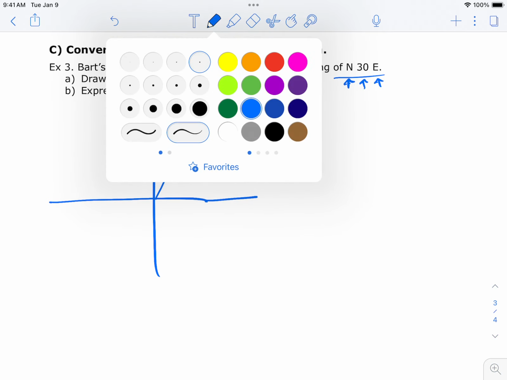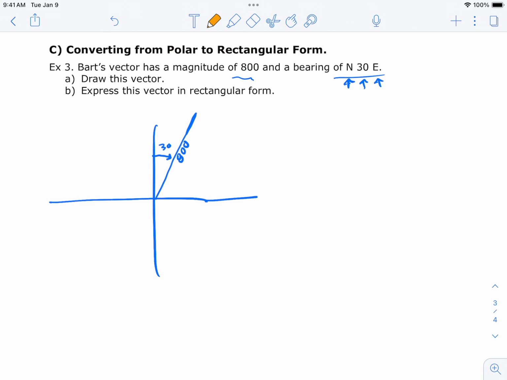Now we want rectangular form. Rectangular form is going to be like, okay, think about where that point is. We're going to go so far along the x direction and so far along the y direction to get there. So this is SOHCAHTOA. If I'm looking at this triangle, that's a right triangle. If that's a 30, that would be a 60. So I'll call that y, I'll call that x. The sine of 60 there is going to be y over 800, and by the way, the cosine of 60 is going to be x over 800. I did say 800, right?